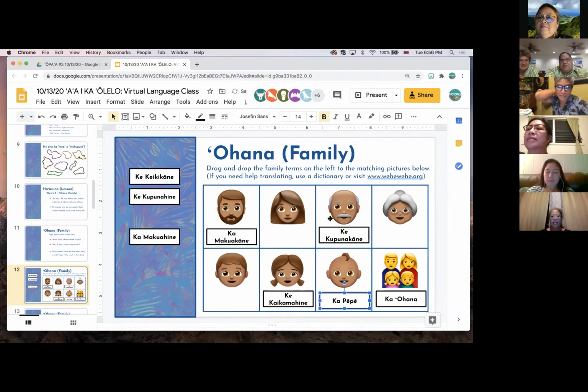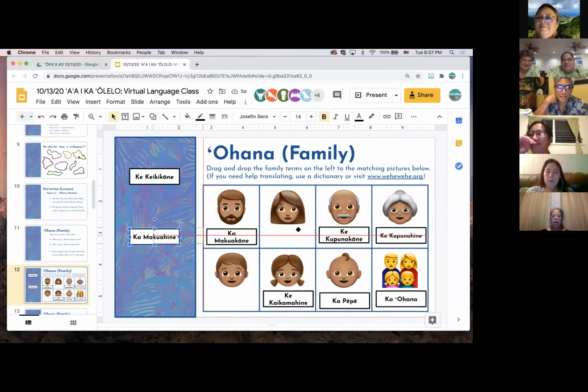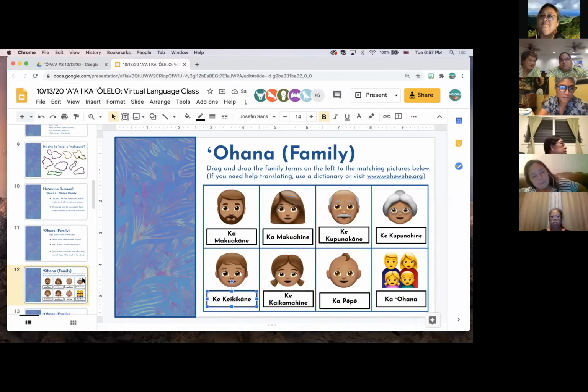Okay, right here, sitting on the cap tree. Ke kūpuna mai. Ke kūpuna hine. Okay. Our mothers who we love so much. Ka mākua hine. And lastly, the boy is your keiki kāne. Keiki kāne. Good job. Mahalo. They get to drag you. But they have one at home. Okay. All right, you gotta get with the time.